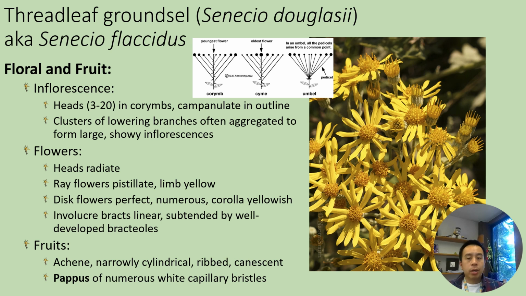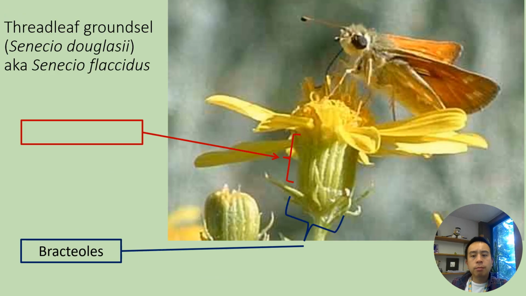Pappus, if you don't remember, is essentially those fluffy things that help seeds disperse and fly away. And so these ones specifically are numerous and they are bristly for the species. And here's a close-up side view of Senecio flaccidus. So you can see the involucre here, and then you can see those modified little bracts below the involucre, also known as the bracteoles.